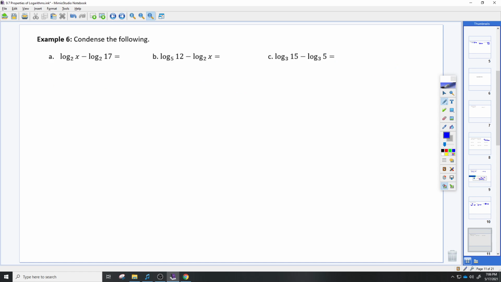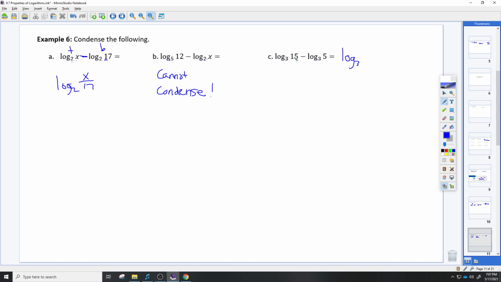All right, example 6, we're going to condense these. So if we see a minus sign, this is what goes on the bottom. Just remember, we have the same base, so we're good. Log base 2, and then this would be x divided by 17. X is on top, bottom, right? T, B, top, bottom. All right, here we have log base 5 and log base 2. Not the same. Can't do it. Cannot condense. Not possible. And the last one here, we have log base 3, so we can do it.